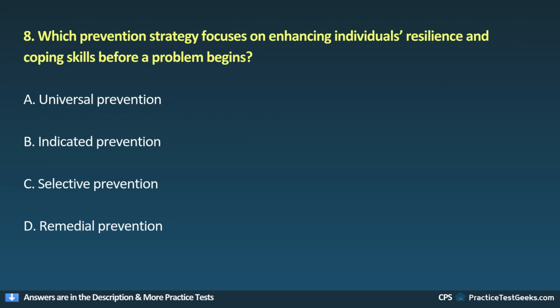8. Which prevention strategy focuses on enhancing individuals' resilience and coping skills before a problem begins? A. Universal prevention. B. Indicated prevention. C. Selective prevention. D. Remedial prevention.